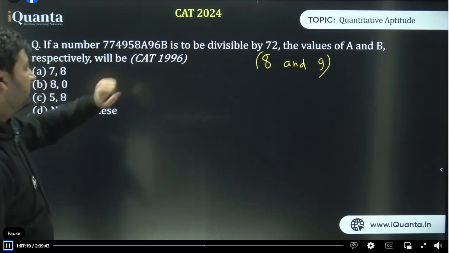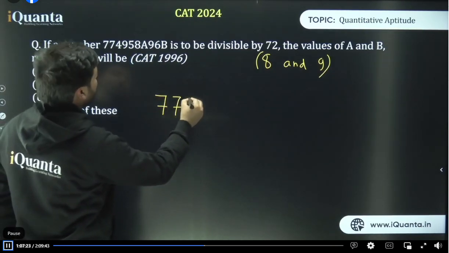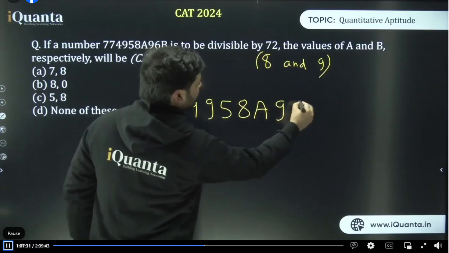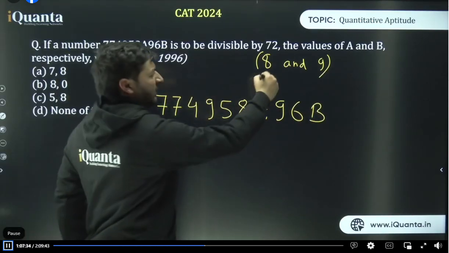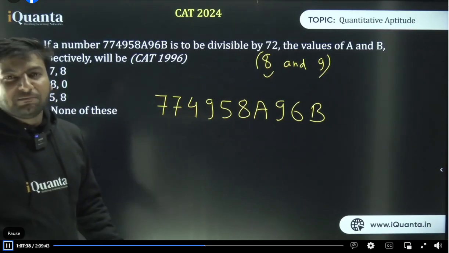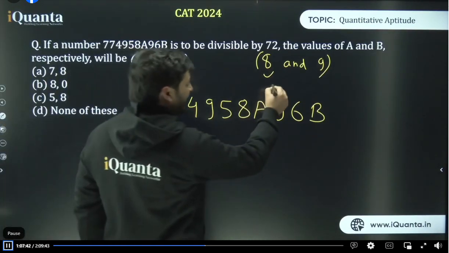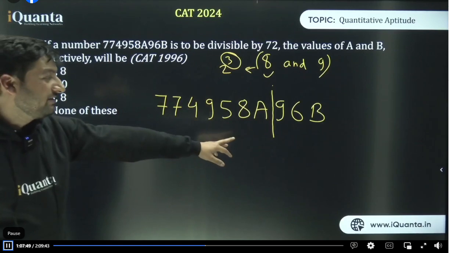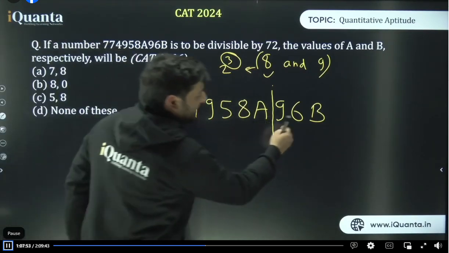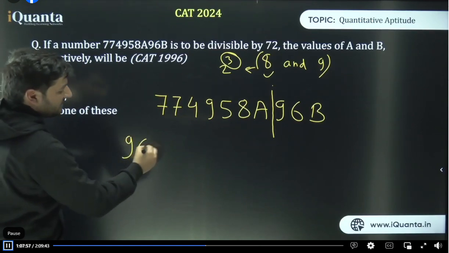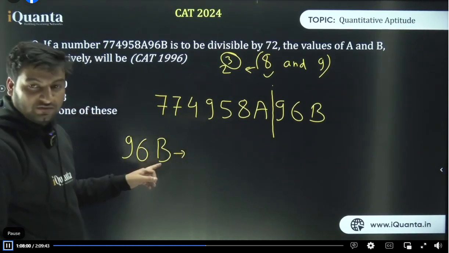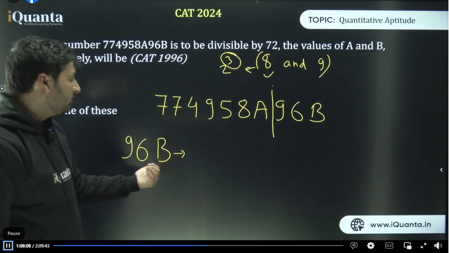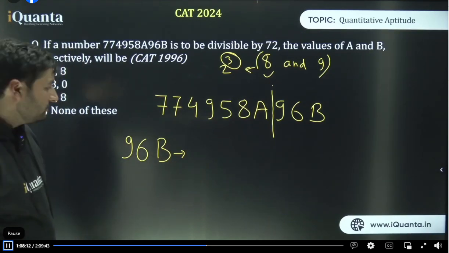Okay? Now just check. The number given to me is 774958A96B, right? Let's come to 8 first, because 8 is a number that we have seen earlier. What do we do for 8? We check the last 3 digits, isn't it? Because 8 is 2 to the power 3. For 2 to the power n, we check last n digits. So we'll check last 3 digits. We will check 96B for 8, and now I'll find out values for B. Because I have taken divisibility of 8, I'm checking only the last 3 digits, okay? So for what values of B will this be divisible by 8?